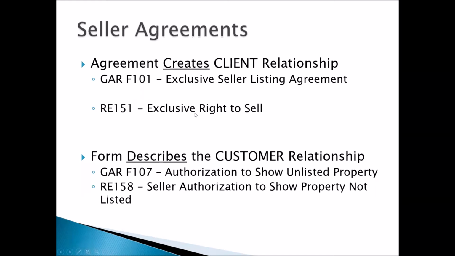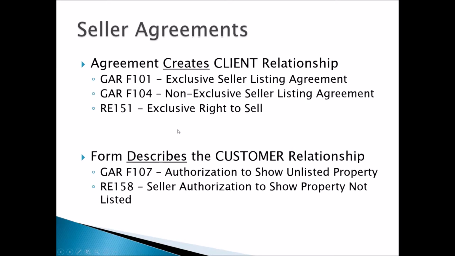So the seller agreements, again, the agreement creates the client relationship here in Georgia for the transaction of real property. For GAR, it's F101, the exclusive seller listing agreement, and in the RE forms, it's RE151, exclusive right to sell. There are forms, again, that describe the customer relationship. In GAR, it's the authorization to show unlisted property for the seller, and in the RE forms, it's the seller authorization to show property not listed.